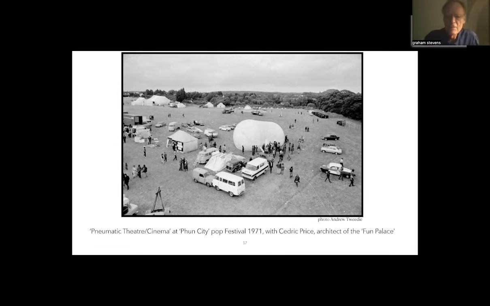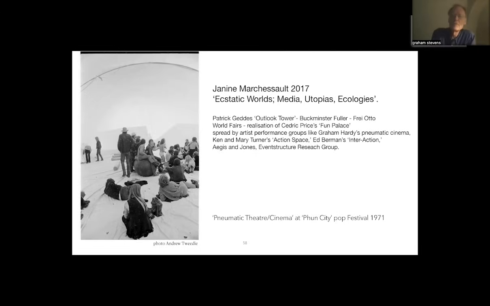This is according to Janine Marshy-Salt in her wonderful book, Ecstatic Worlds, Media Utopias, Environment. She links environmental artists and architects from Patrick Geddes onwards through Cedric Price, and says that in this fun city, it was the closest we came to realizing this ecstatic world. And reality is not always the same as you imagine.